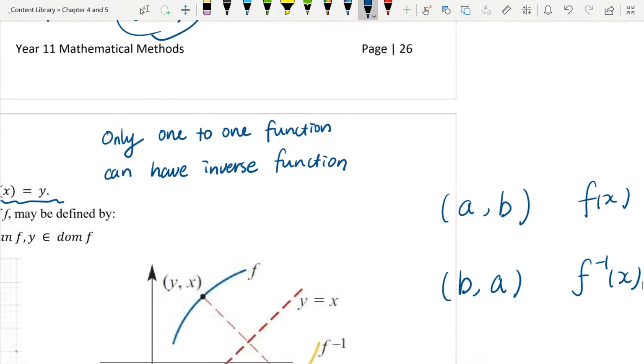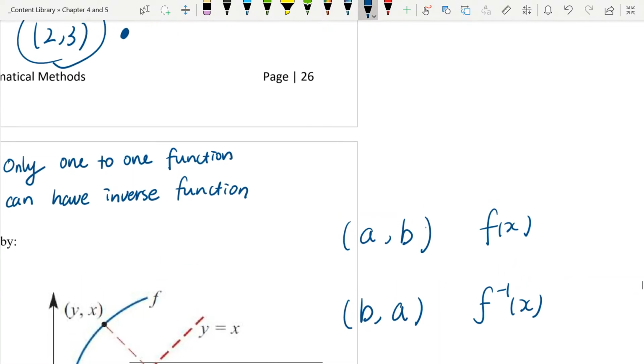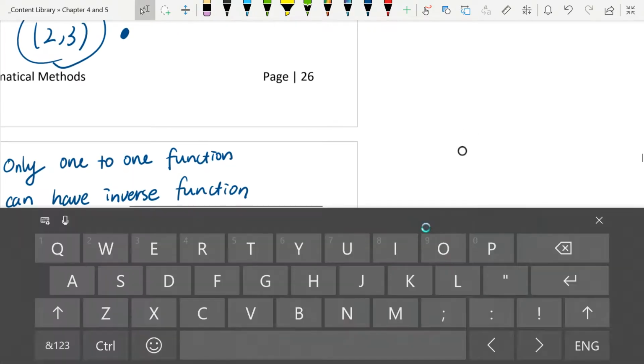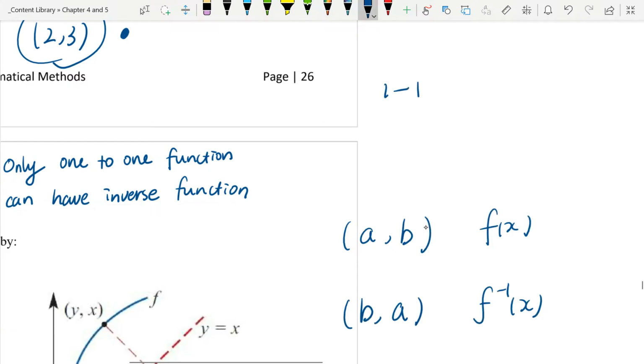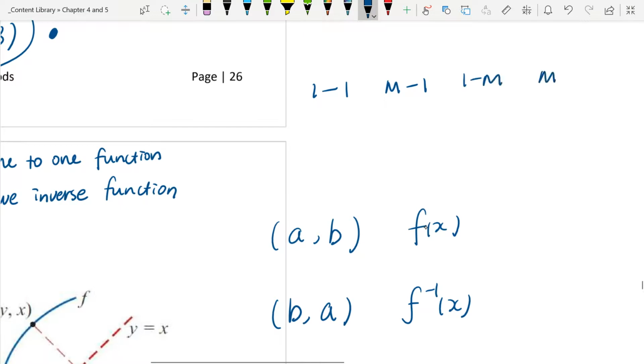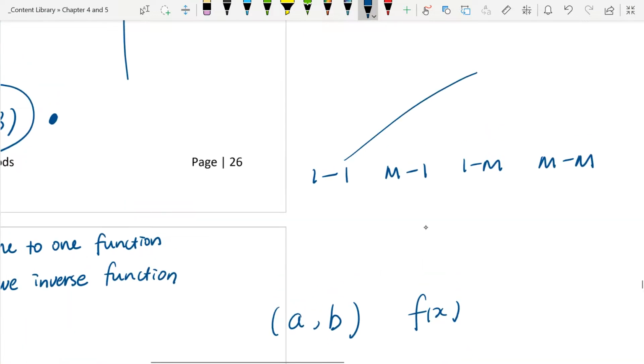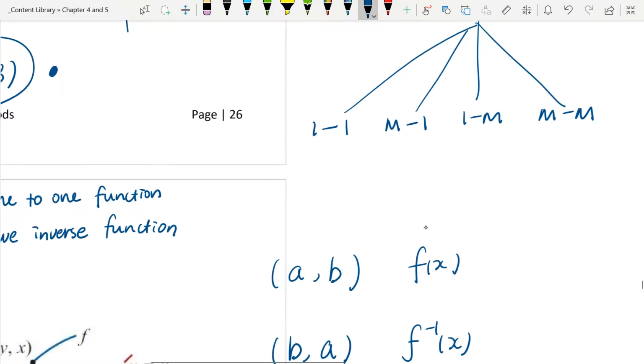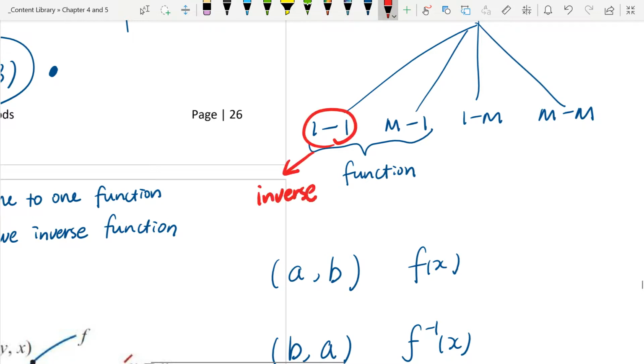So if we think about what we learned, we have one-to-one, many-to-one, one-to-many. You don't need to copy that again. I'm just showing you a revision of the 4 things we learned. They are all called relations. These 4 types are relations, and those two, one-to-one and many-to-one, are functions. And only this one can find an inverse.